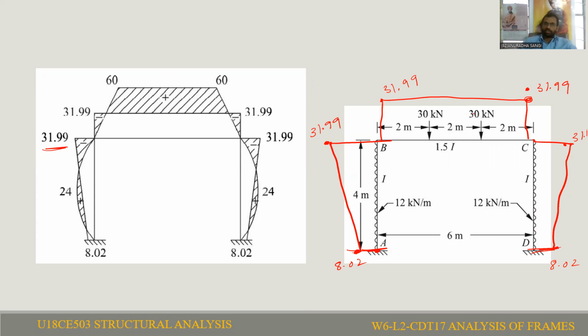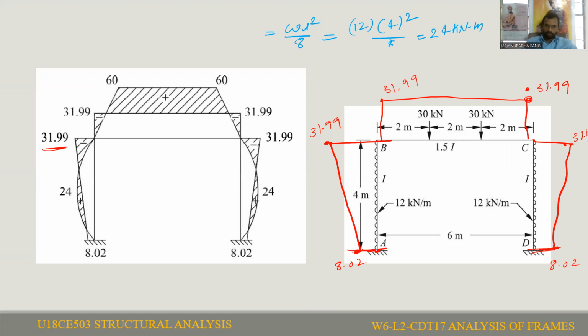Now we have to draw the sagging bending moment, or applied bending moment diagram. Here for the AB span, a uniformly distributed load of 12 kilonewton per meter is acting, so we need to calculate the maximum bending moment. The formula for a simply supported beam under uniform distributed load is WL squared by 8. In this case W is 12 and L is 4, so 12 into 4 squared by 8 gives 24 kilonewton meter. This is the positive moment, that's the sagging moment.